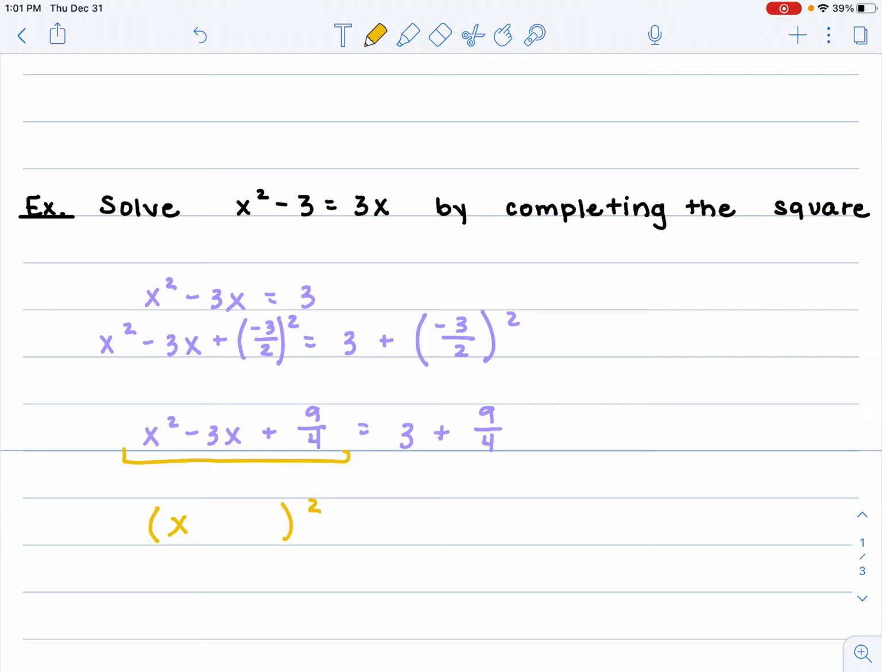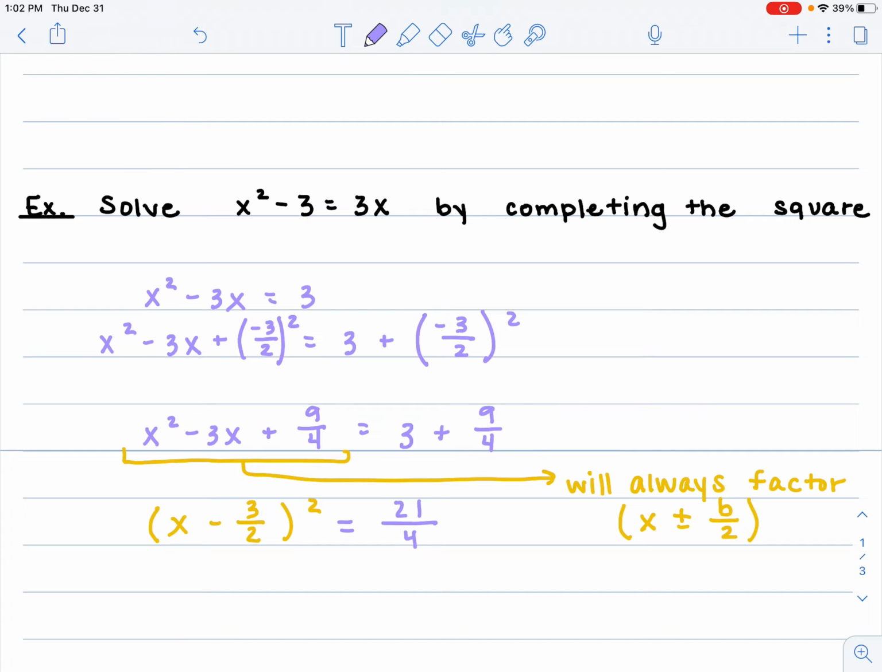Now here's a shortcut of how this happens. This will always factor to x plus or minus, depending on the sign, b divided by 2. Always. And the sign is based on what your b value is. So if I have x, my b value is negative 3. So negative b divided by 2 would be my factor there. Equals, I have 3 plus 9 over 4. If I add this up, I get 21 over 4.